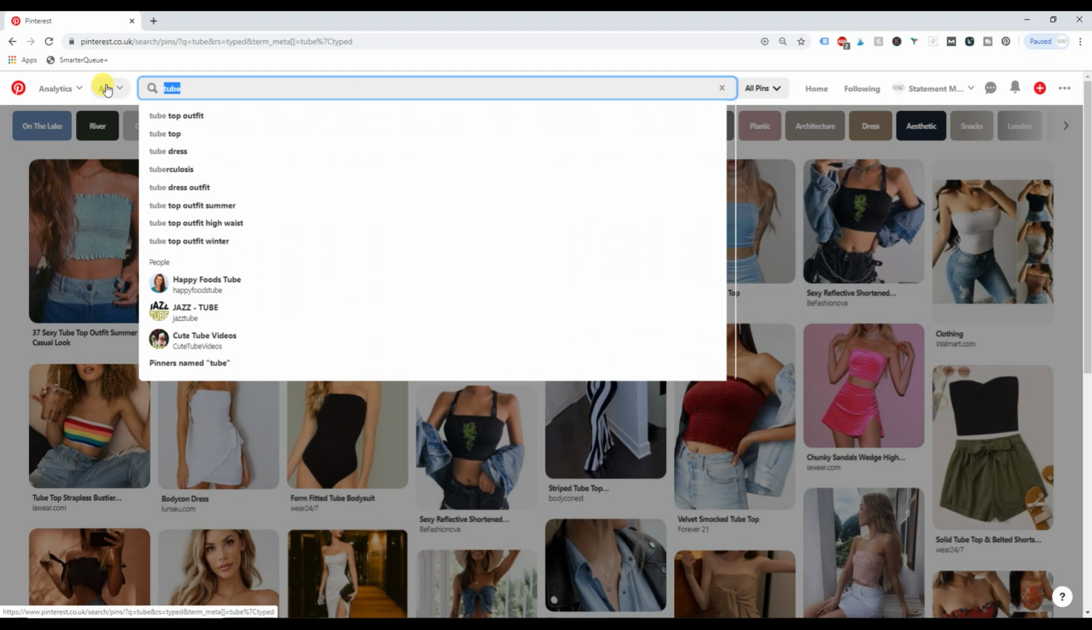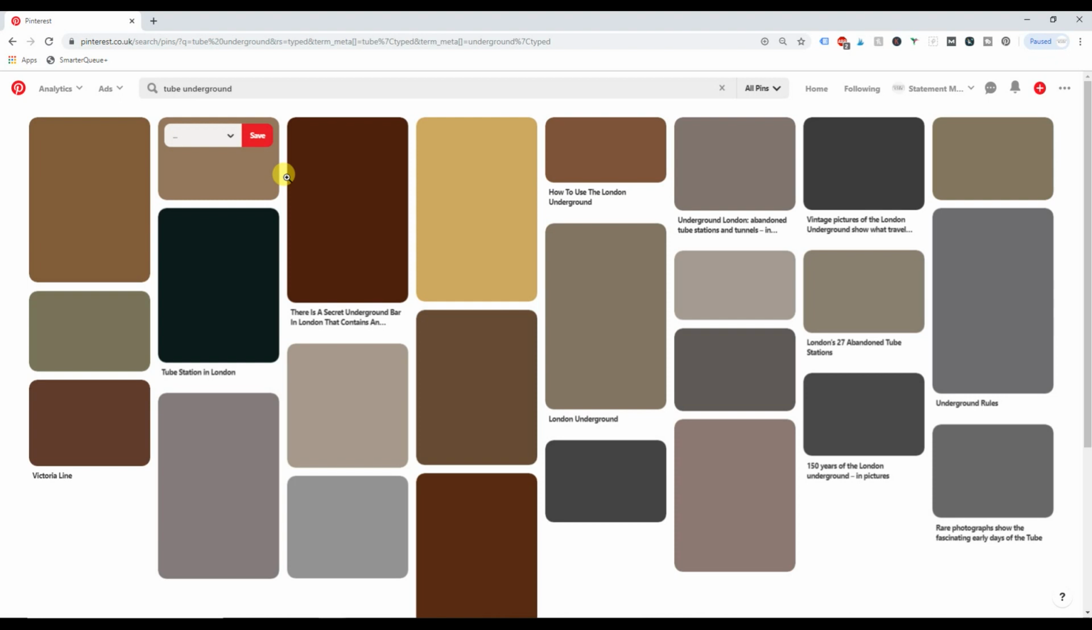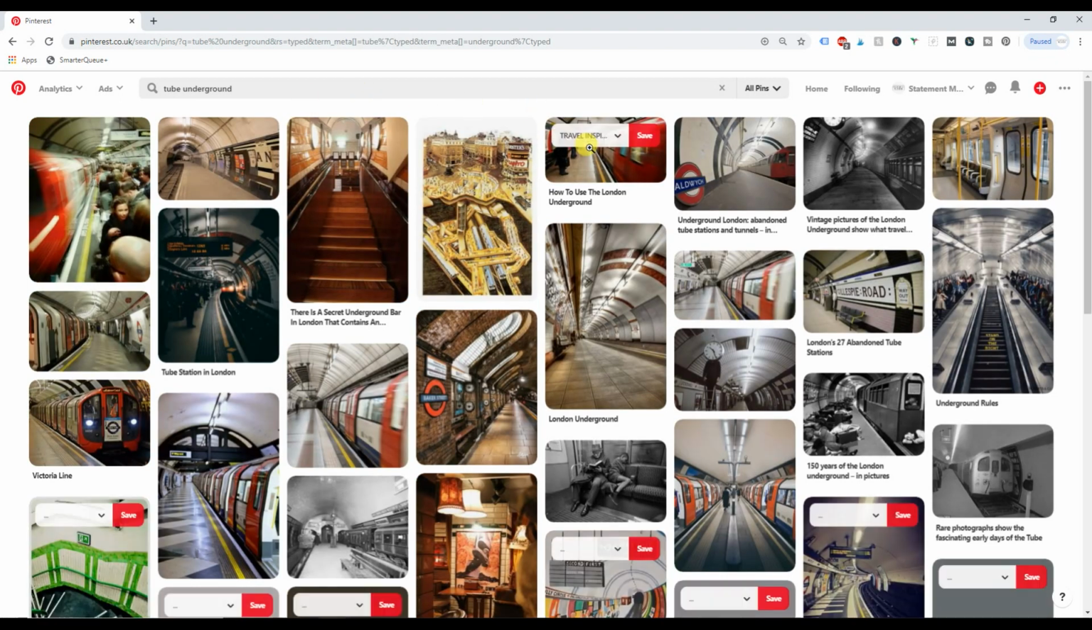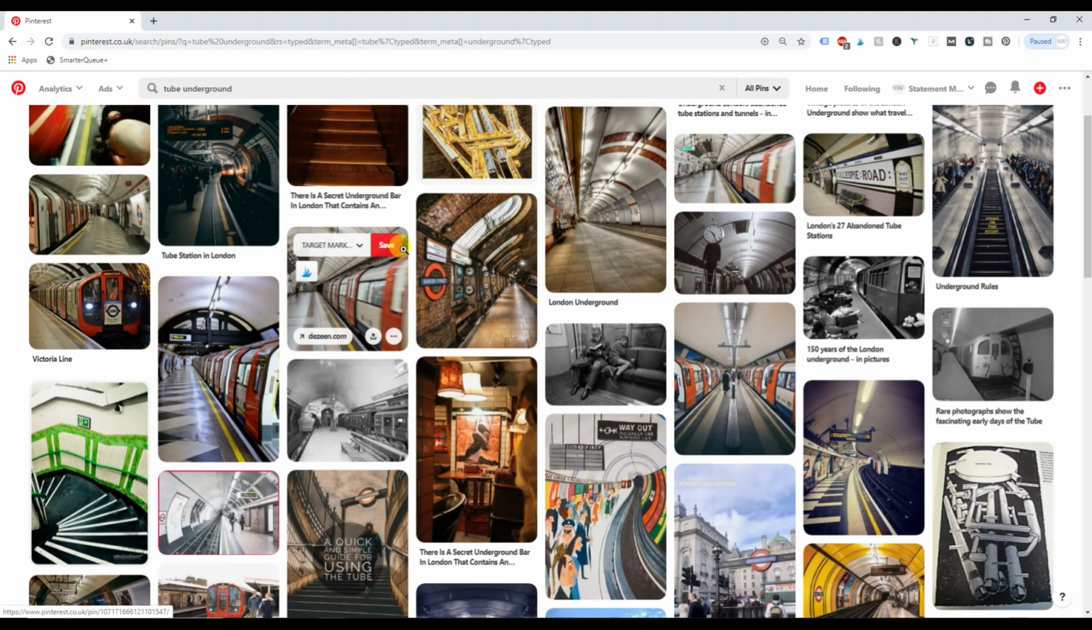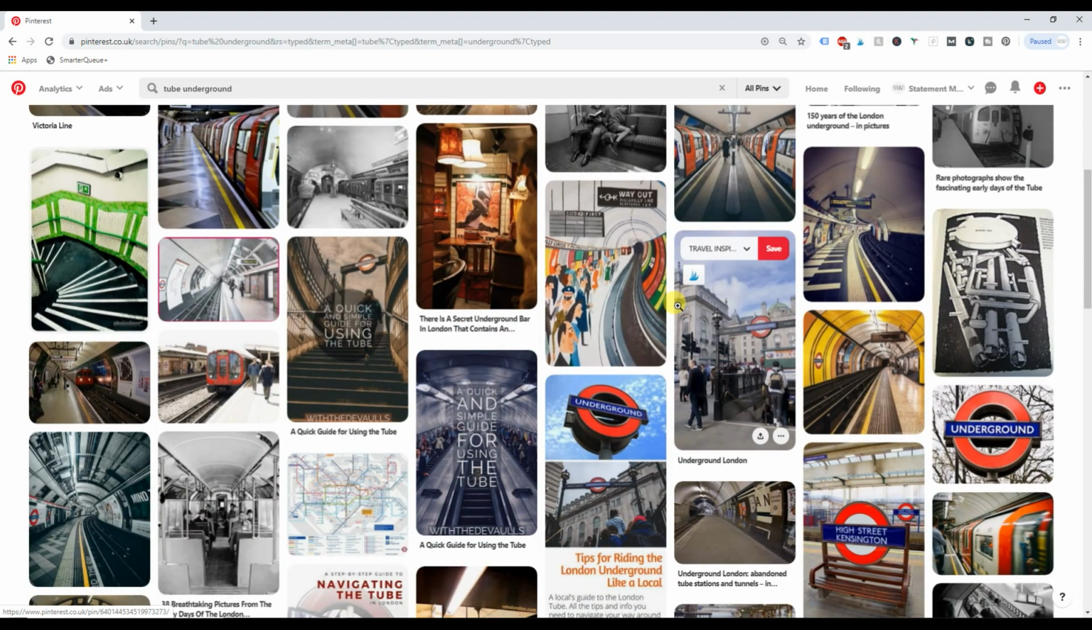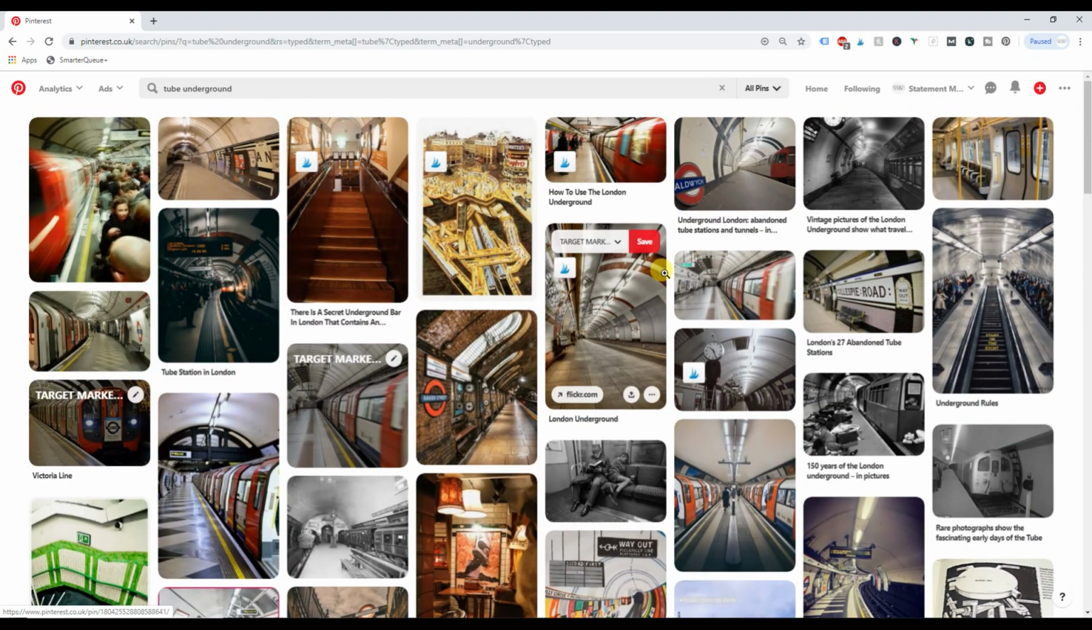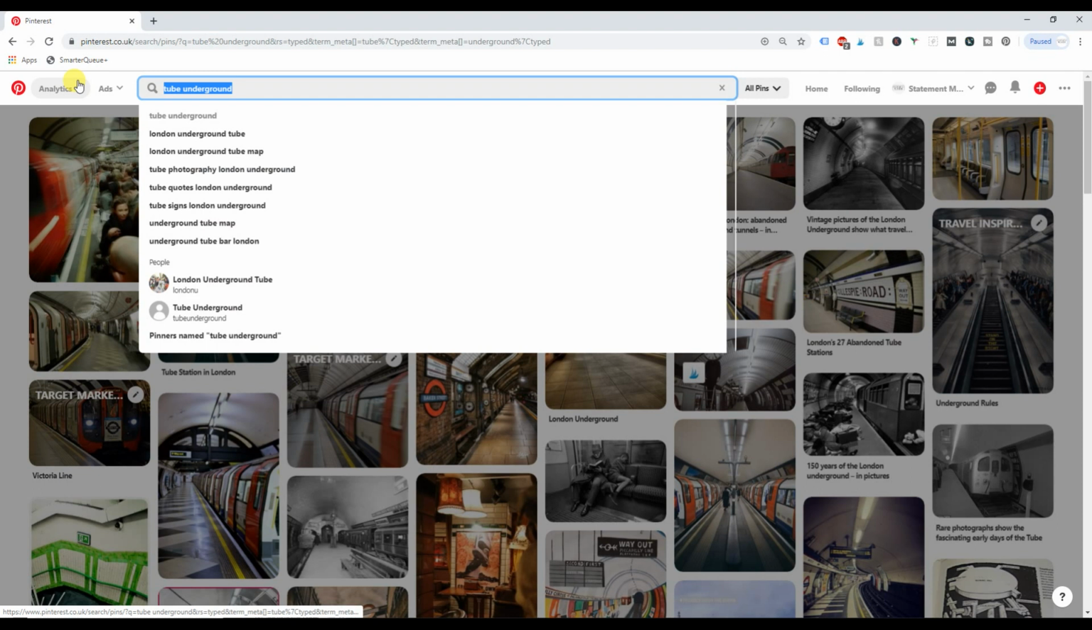So, I've just typed in tube. Let's do tube underground. And although this seems a little bit weird as to why we are putting a picture of the tube on our mood board, it does again give you a bit more of a visual understanding. Let's put the tube station on there as well. Tube underground. Let's go with things to do on the tube.